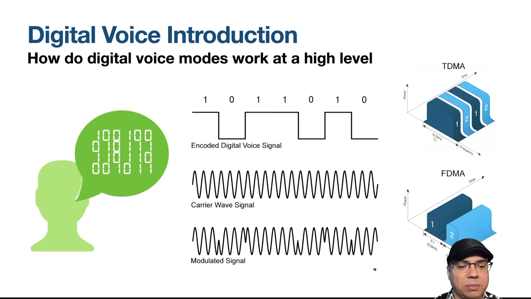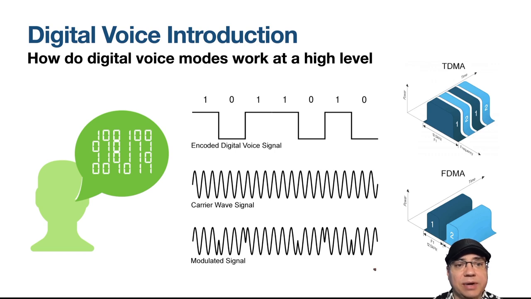Two of the more popular ones are FDMA and TDMA. One divides up that bandwidth by the frequency, and one divides it up by the time, so frequency division or time division. Those are two of the more popular ones, and you can actually combine the two. So you can do FDMA and TDMA at the same time. So you can divide into, instead of say two channels or four channels, 16 channels.